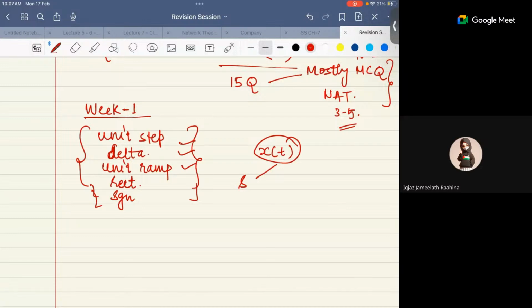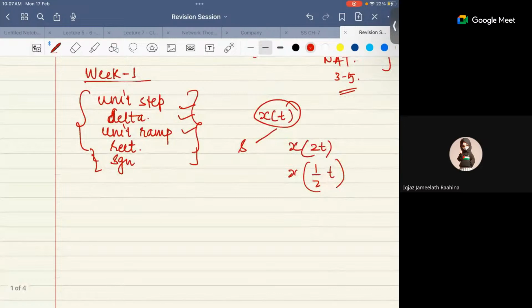One more thing you must be knowing: many a times you will be given the signal in the form x(2t), or x(3t), or x(t/2), and then you will be asked to represent the signal. But many a times you will be given x(t) described as delaying by 3 units or advancing by 4 units, or expanding or compressing by 2, scaling by 2. In that way also it will be given.